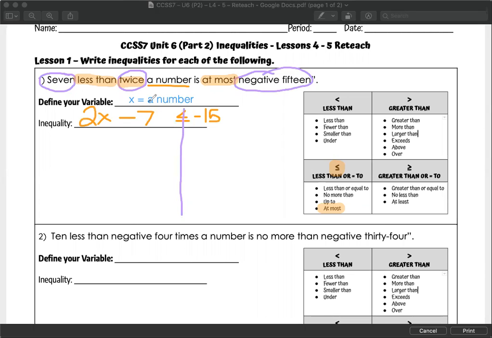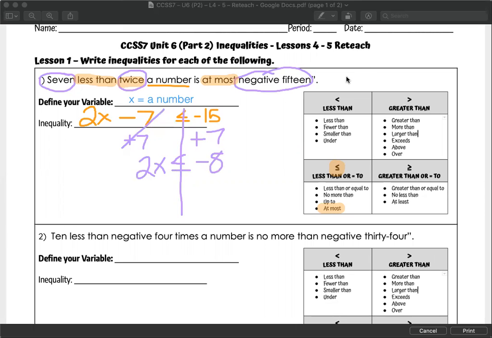We've got minus 15, or negative 15. So the opposite is, or sorry, minus 7 or negative 7. The opposite is to add 7 to both sides. Cancels out on this side. We're left with 2x. Bring down our inequality symbol. Negative 15 plus 7 is negative 8.